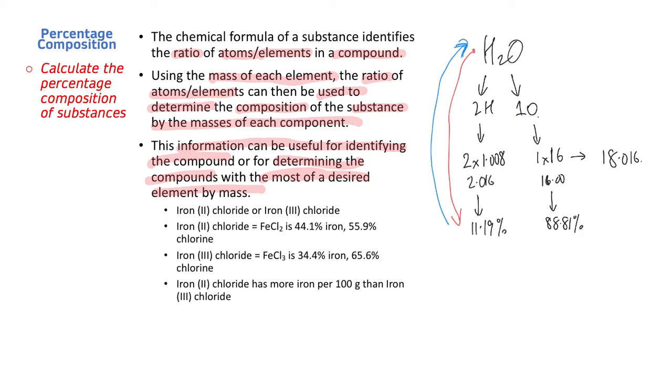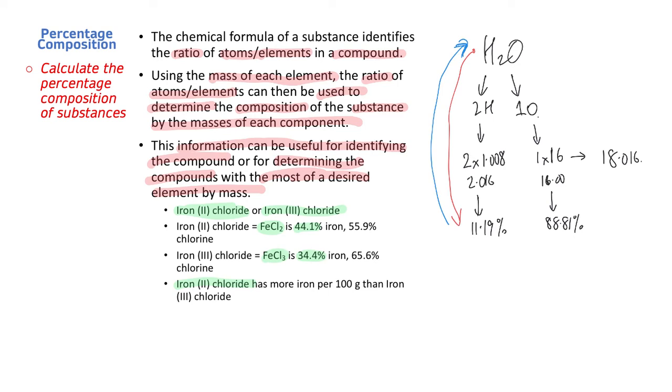So for example, if we are looking at iron(II) chloride versus iron(III) chloride, iron(II) chloride is 44% iron and iron(III) chloride is only 34% iron. So if you want to pick out the one that has more iron in it, then it would be iron(II) chloride.